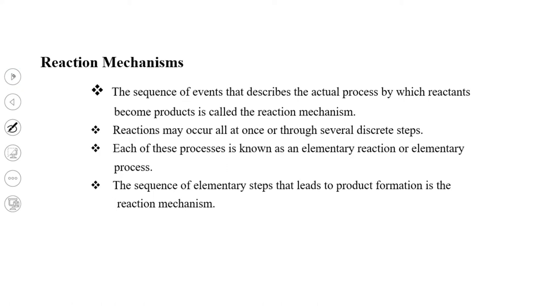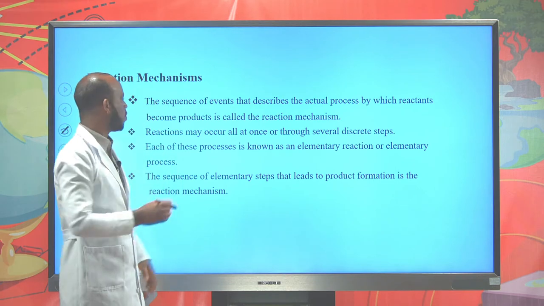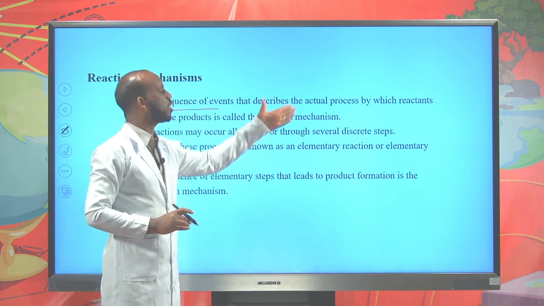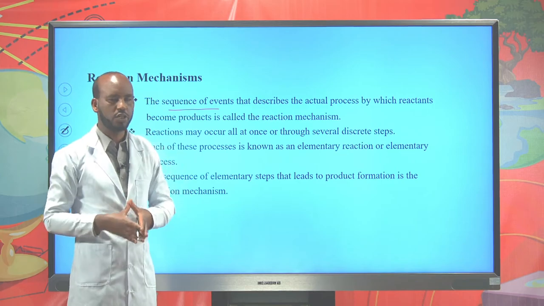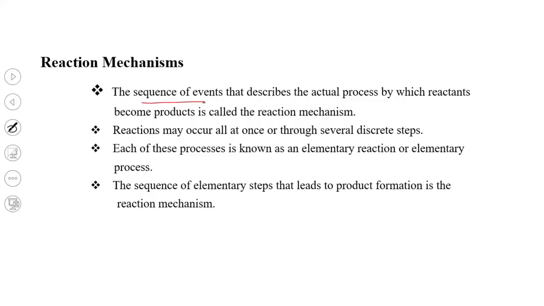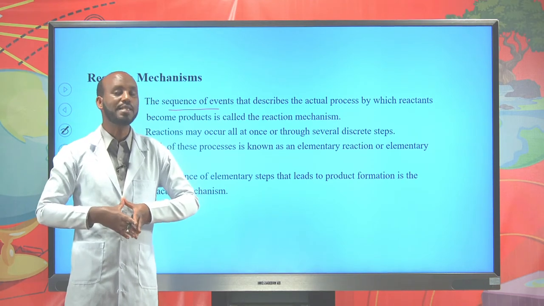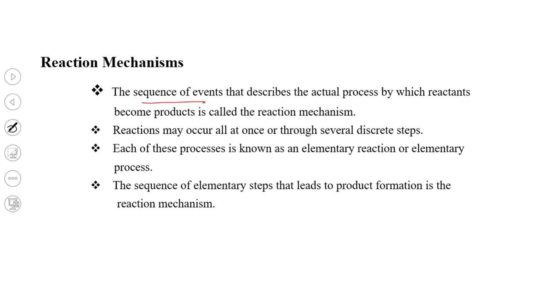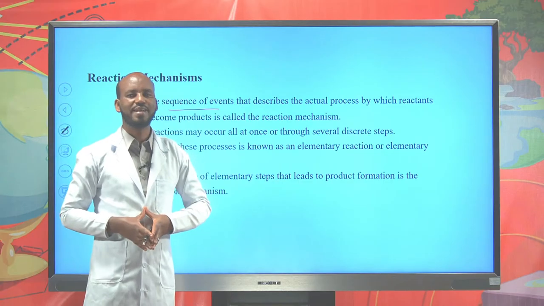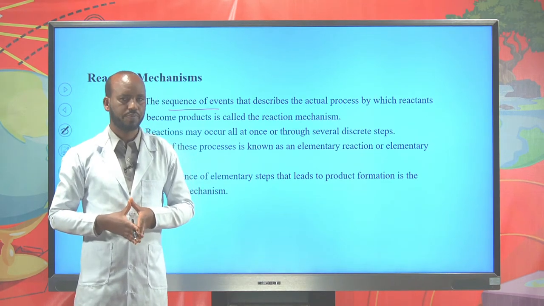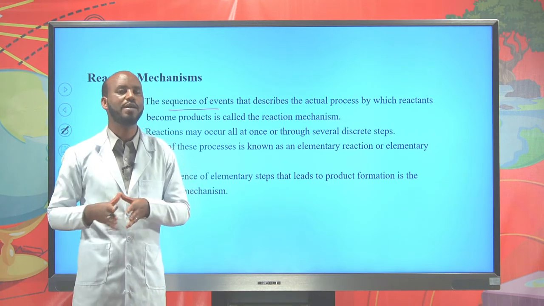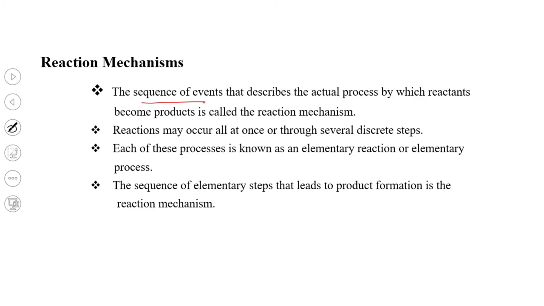Reaction mechanism. The sequence of events that describes the actual process by which reactants become products is called the reaction mechanism. Some reactions occur in one step, while other reactions occur in multiple steps. Therefore, reactions may occur all at once or through several discrete steps. Each of these processes is known as an elementary reaction. For a reaction that takes place in multiple steps, the elementary reactions add up to give the overall reaction. The sequence of elementary steps that leads to product formation is the reaction mechanism.